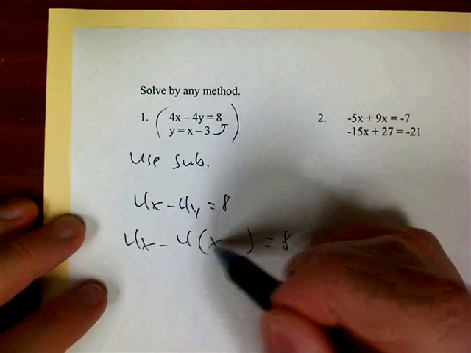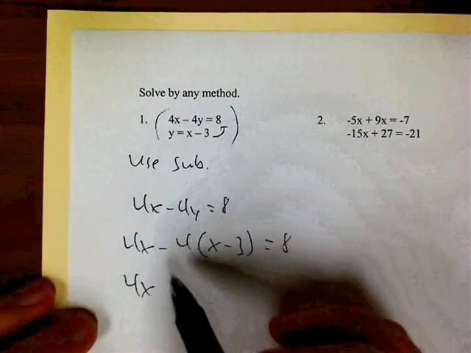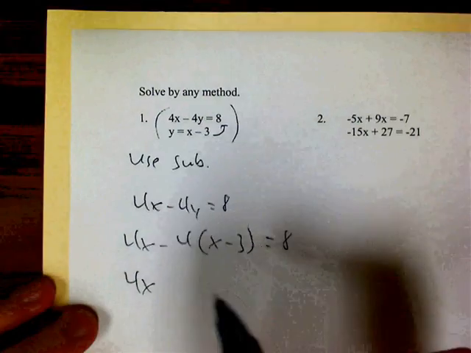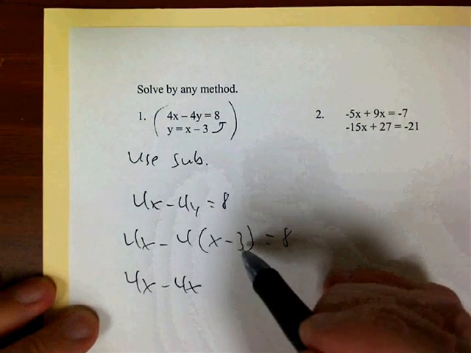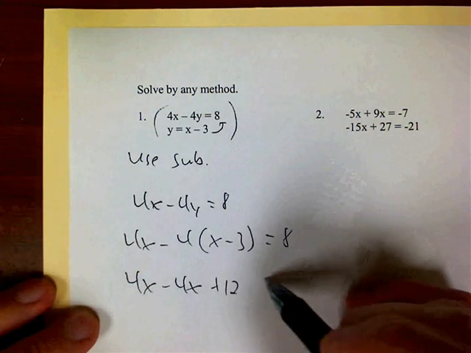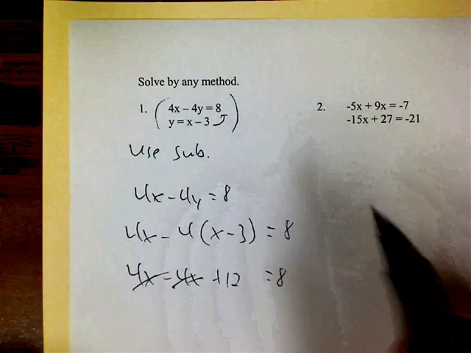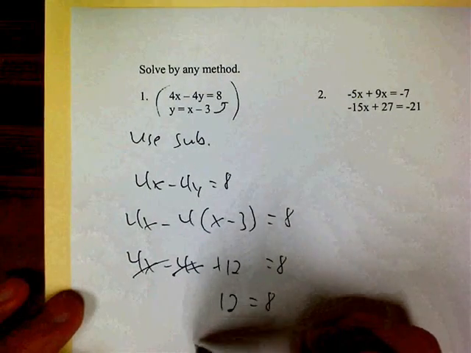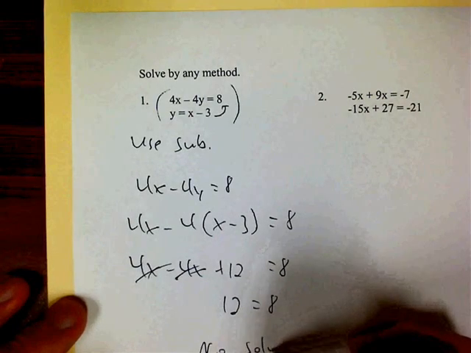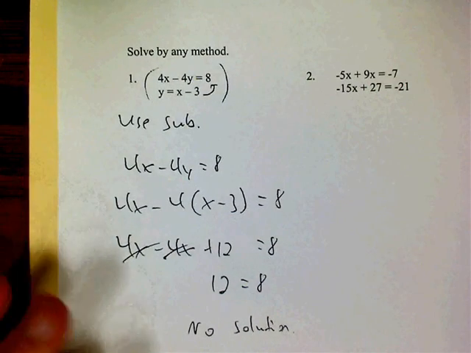Now be careful here. Got all x's, which is what we want. We're going to distribute the negative 4. Negative 4 times x is negative 4x. Negative 4 times negative 3 is positive 12 equals 8. 4x minus 4x cancels out, leaves a 0. You end up with 12 equals 8. Is that a true statement? Nope. No solution. Inconsistent system.